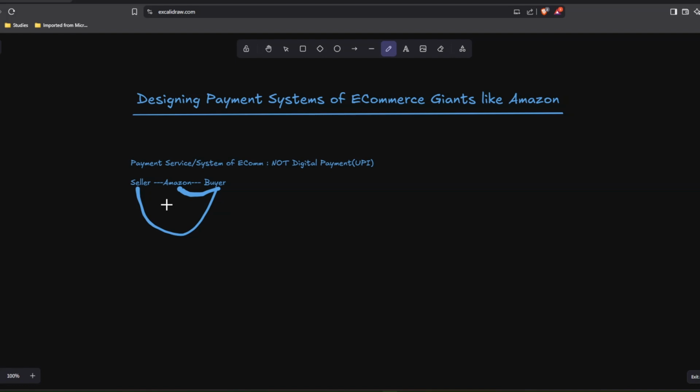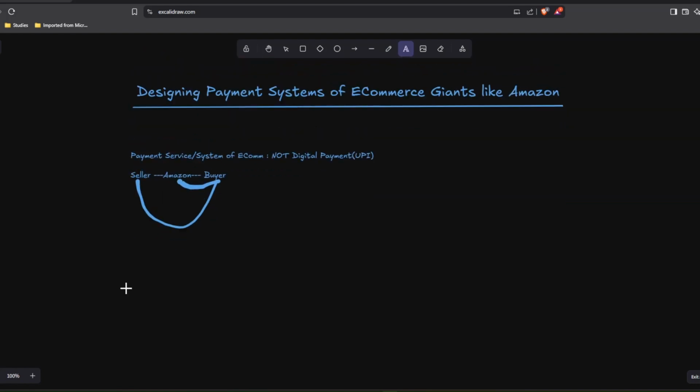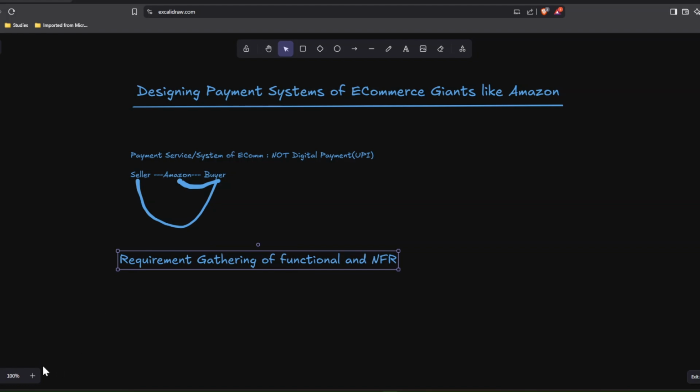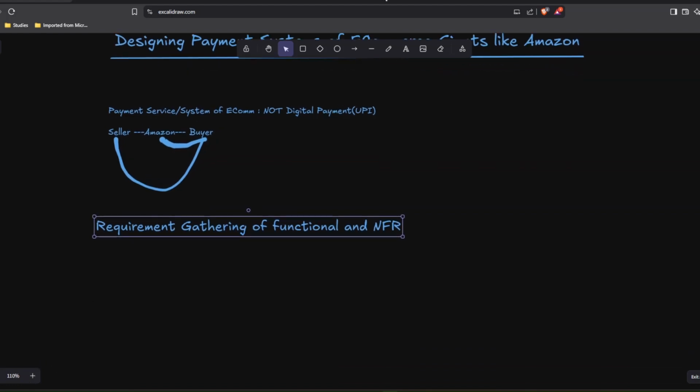Now let's discuss a little bit more about what exactly our requirements are, and we will try to figure out all the details of our system from the requirements only. So let's get some clarity around the requirement gathering part, the functional and NFRs, the non-functional requirements. This is something that we are going to see now.